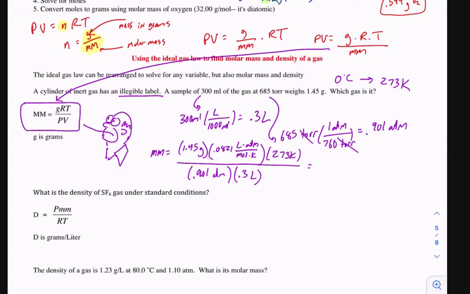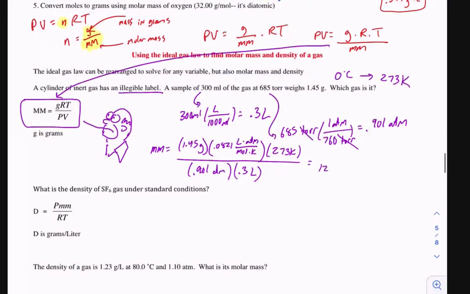Times 0.0821 times 273. So when I calculate these, I like to just multiply everything by the top. And then I divide by 0.901. And then I hit divide by 0.3. So this is what it looks like. Right, what I entered in. Okay, so the molar mass of this gas is 1,202.